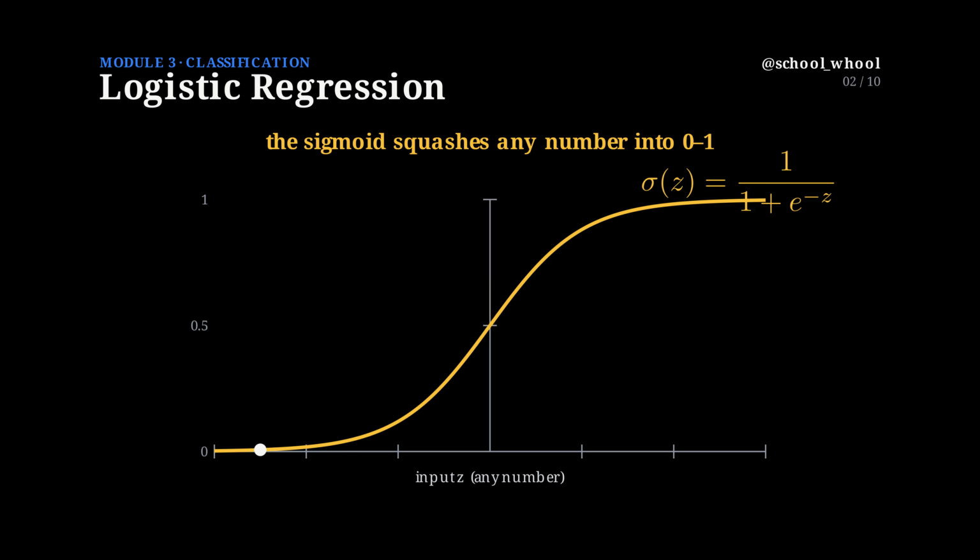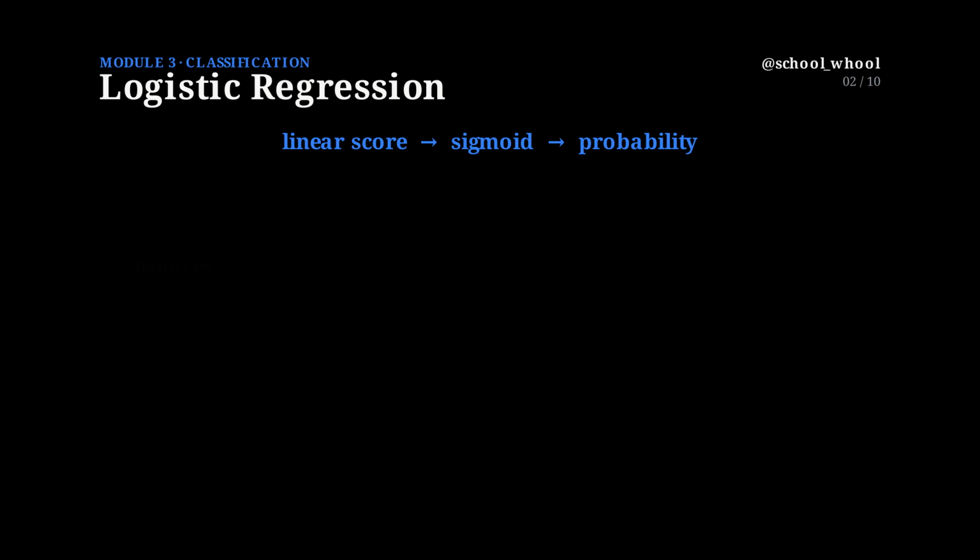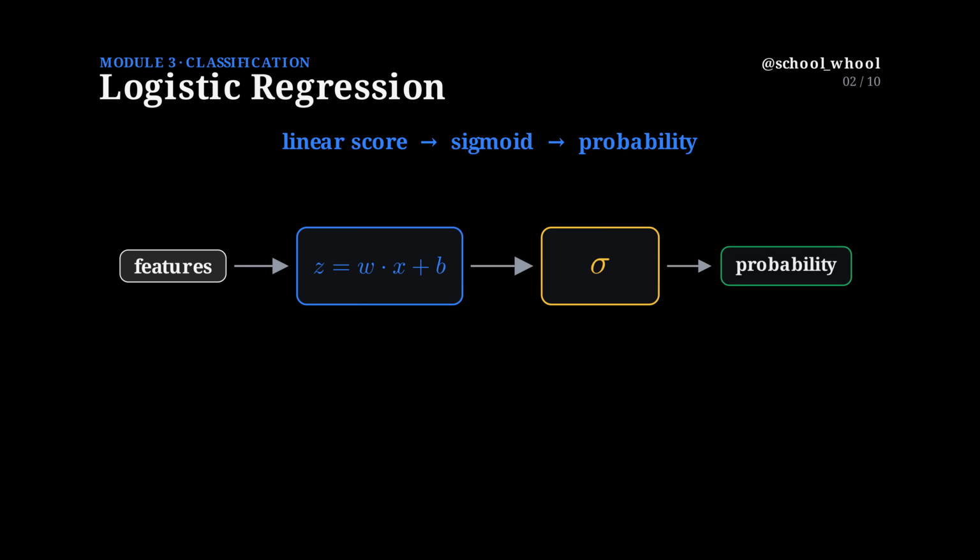Logistic regression is just those two pieces bolted together. First, the familiar linear part computes a score: weights times features, plus b. Then the sigmoid squashes that score into a probability. Line in, probability out.